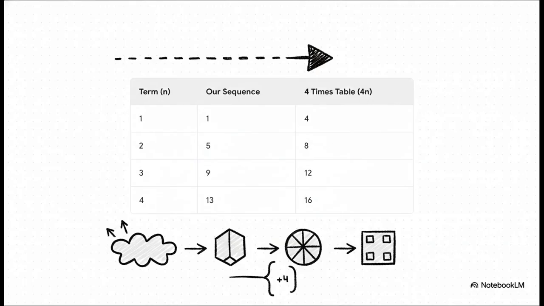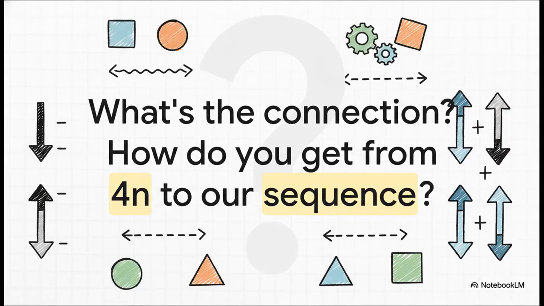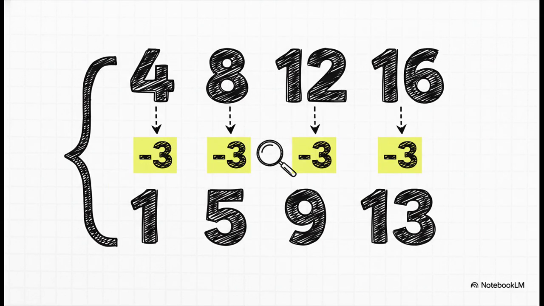All right, check this out. This is where we're going to make a really important comparison. See the column in the middle? That's our sequence. Now, because that jump we found was 4, it makes sense to compare it to, you guessed it, the 4 times table. And that's what you see in the column on the right. Okay, look really closely at those two columns now, the 4 times table and our sequence. How do you get from 4 down to 1? From 8 to 5? From 12 to 9? Come on, there's another pattern hiding there in plain sight. What is it? Did you get it?